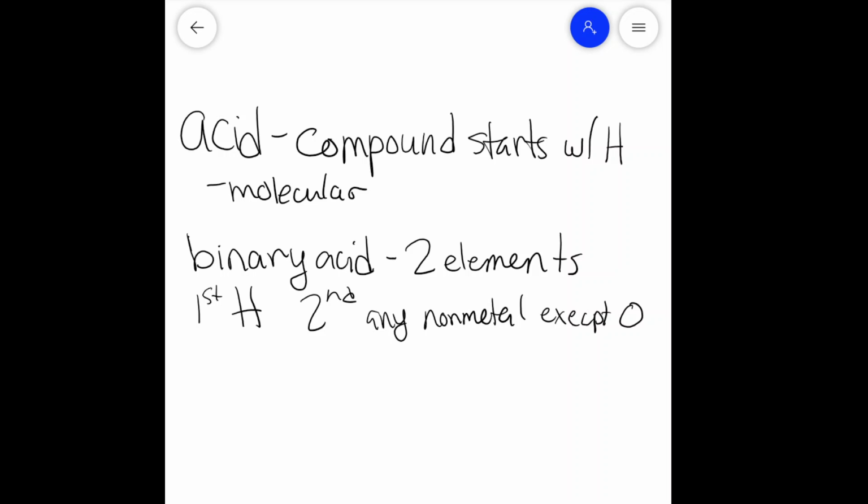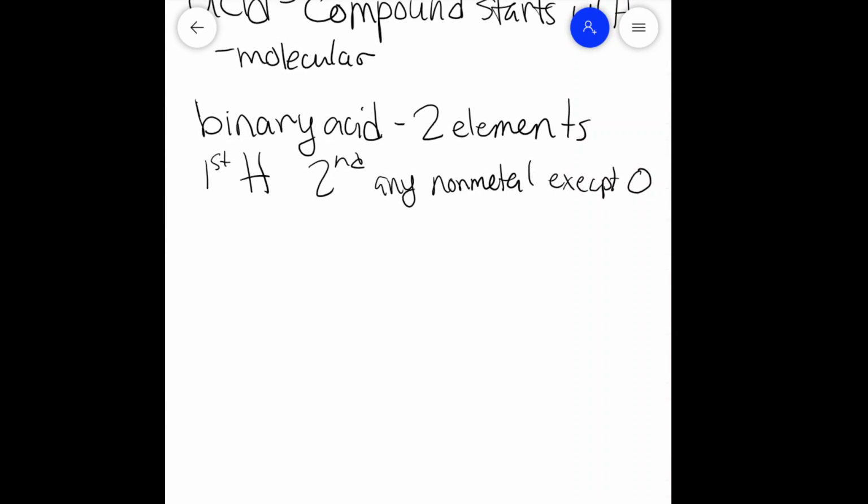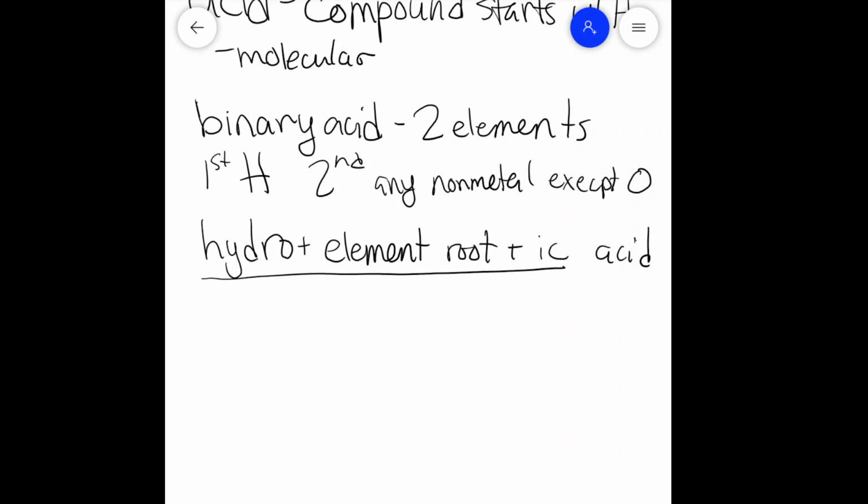So when you name these, it's going to be the prefix hydro plus the element root plus ic, then acid, and this is all one word. So for example, H2Se, that is hydroselenic acid.